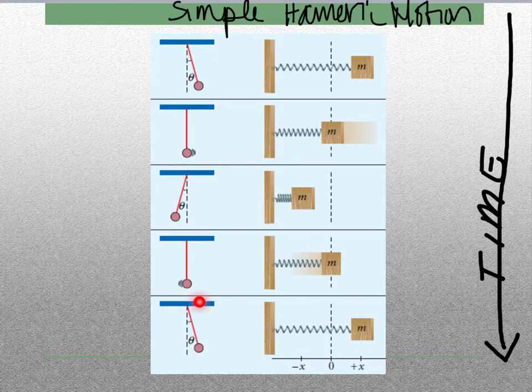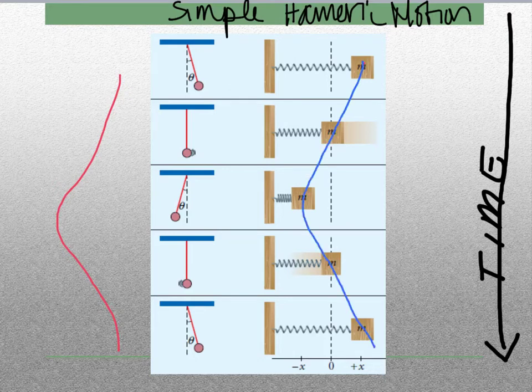So as we do this, if I have time going in this direction, we could draw a graph of its position, and if we did that, we end up with something that is going to look kind of like this, okay? And we do the same thing over here. Now we've got our box on our spring, okay? It's going to come through, go over, and come back, okay?